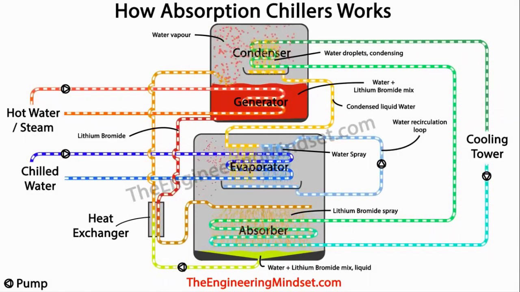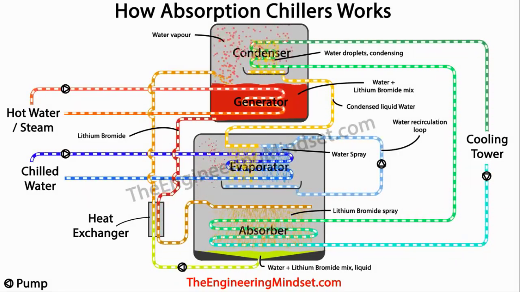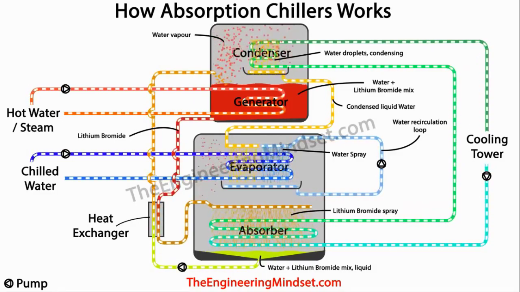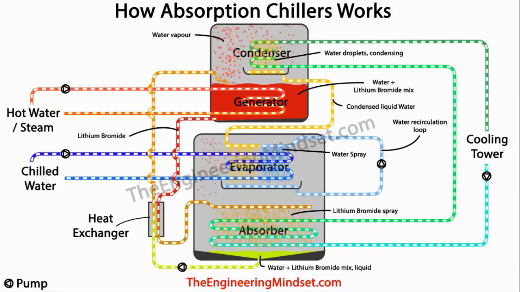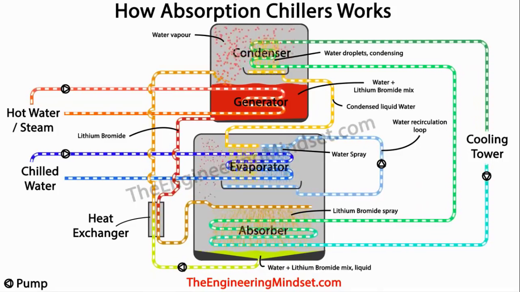Another loop will recirculate any water that missed the tubes and didn't boil off into steam or water vapour, and this will be pumped back to the top of the evaporator and sprayed again and again and again until all of it evaporates into steam.